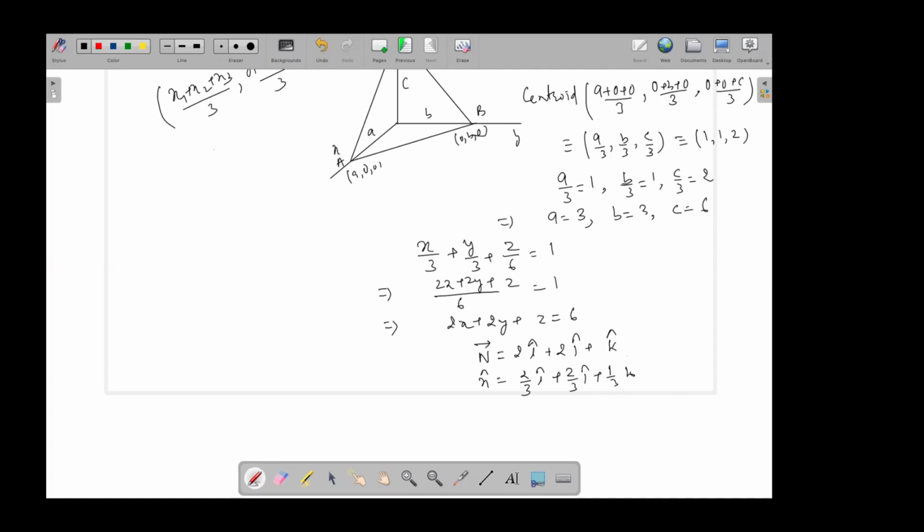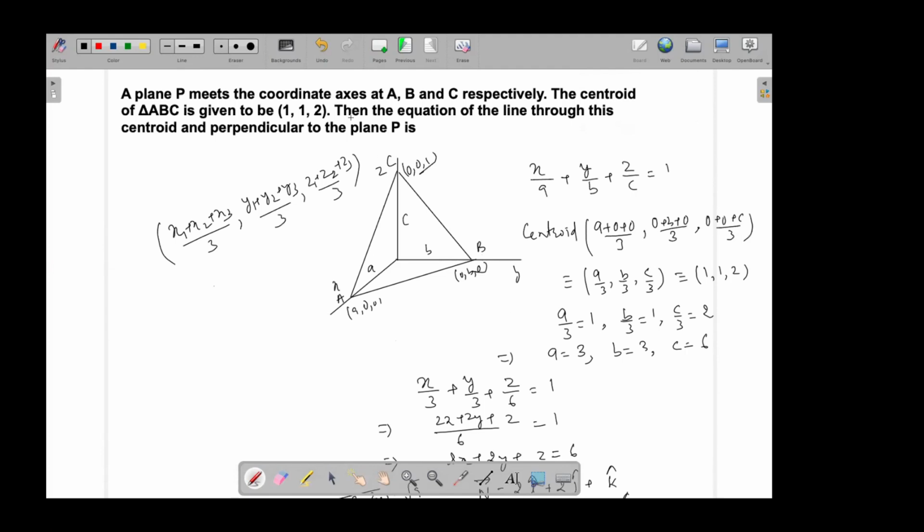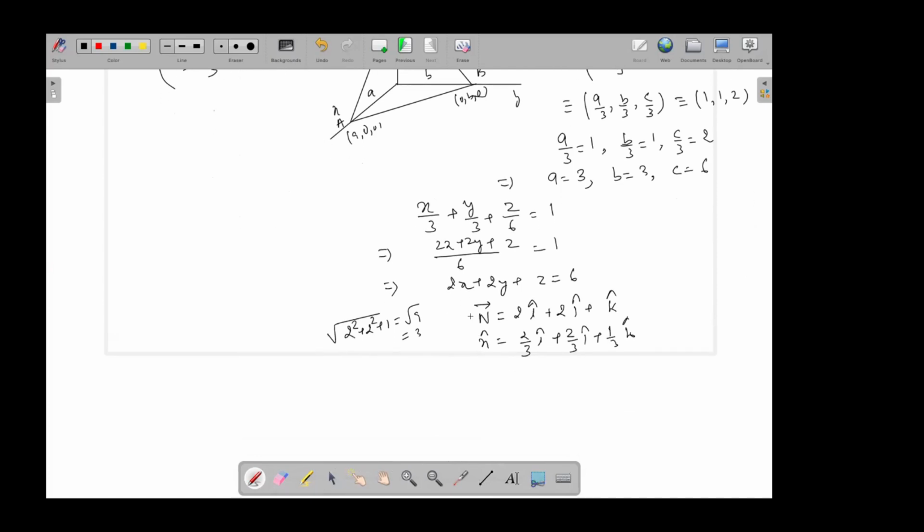And what did I do? To make it n cap, I had to take the magnitude, which is the square root of 2 squared plus 2 squared plus 1, which is the square root of 9, which is 3. So if I divide by 3, I'll get n cap, but n would work as well. Now what has been said here is that this line is passing through the centroid and it is perpendicular to the plane. So this is the direction vector.